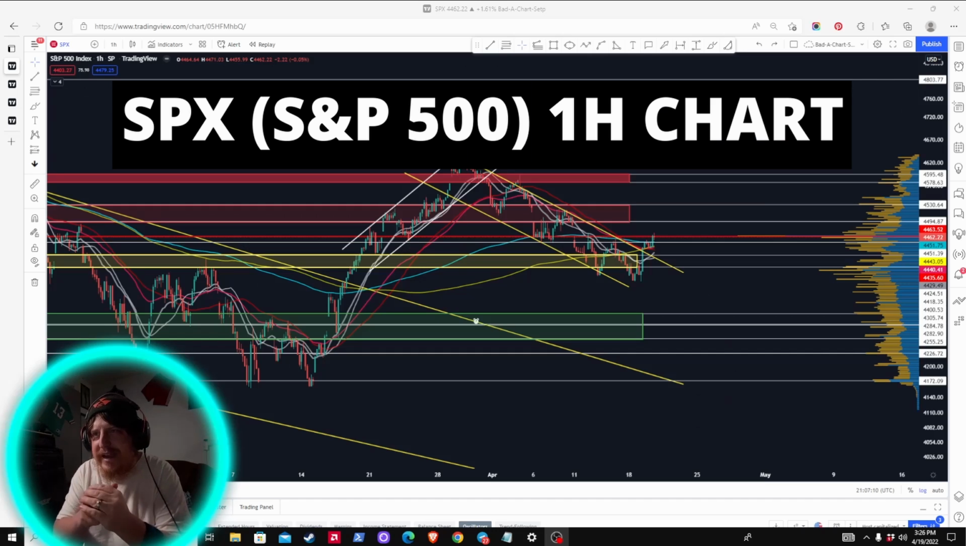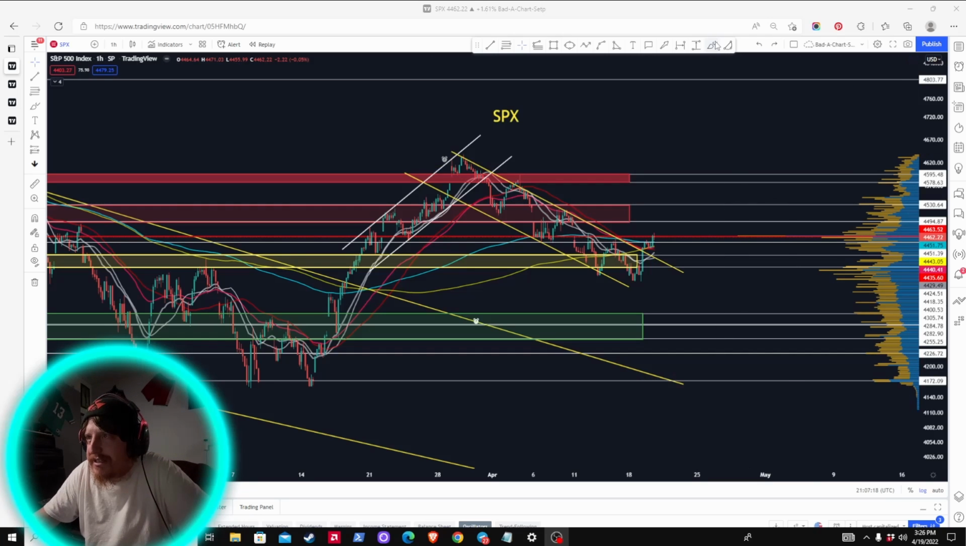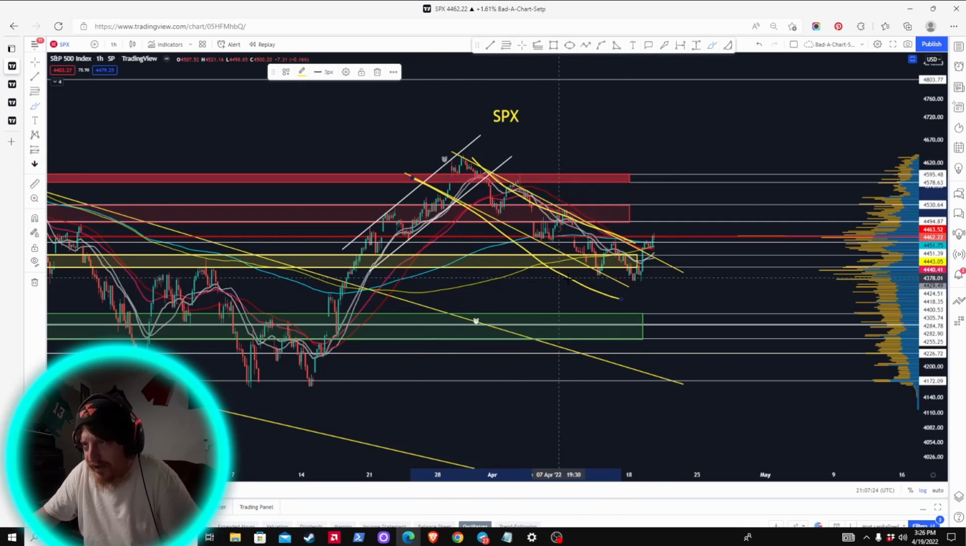Alright, no reason to try to be unique today. We're going to start where we always start, which is the SPX or the S&P 500. This is the 1 hour chart, and we discussed in yesterday's video that we were looking for a break of this falling wedge. Now it was at support or near support.